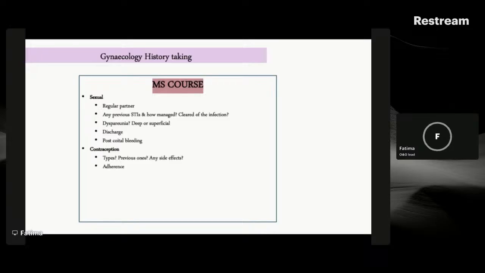In terms of contraceptives, which is the next one, what type of contraceptives? What previous ones have they used? Have they had any side effects to them? What is their adherence like? Are they actually taking their pills, or are they missing them between days?